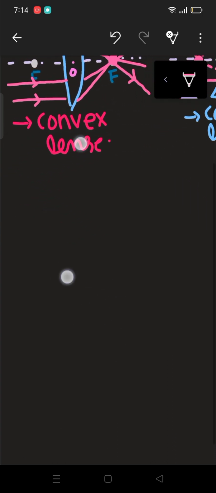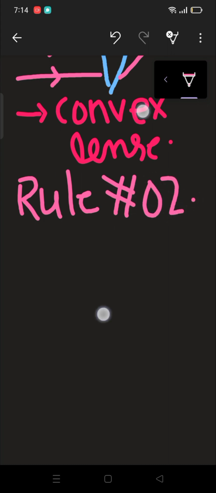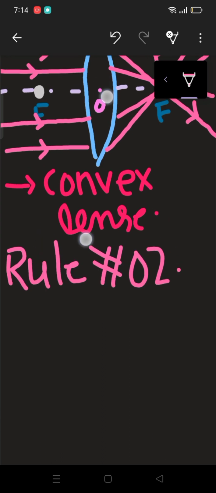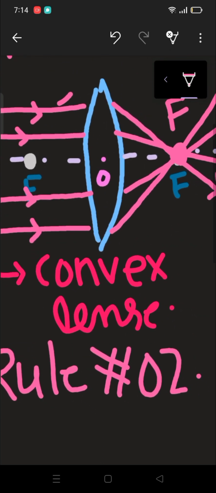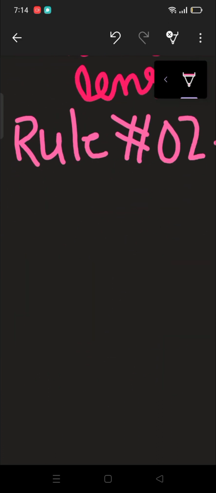Now we are going to read about the second rule. What does the second rule basically say? The second rule is that a ray coming from the focal point, like in the first rule, lines were going parallel to the principal axis and they were passing through the focal point. Here lines are going from the focal point and they'll go parallel to the principal axis. This is just the opposite of rule number 1. Here they will go from the focal point and they will be parallel to the principal axis after refraction.